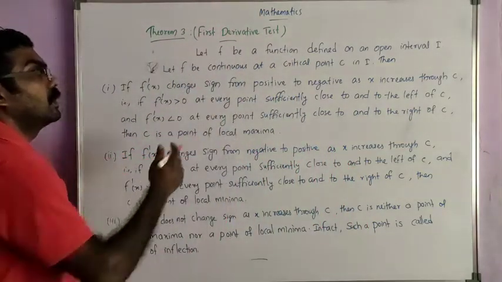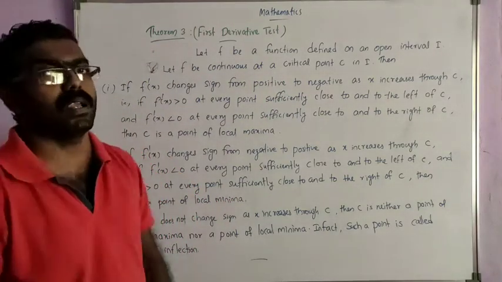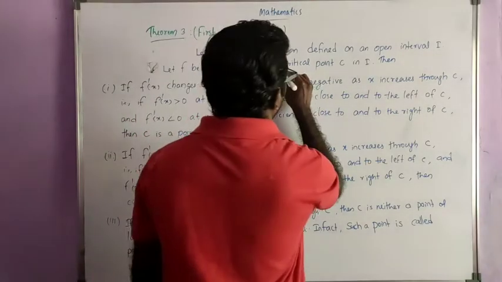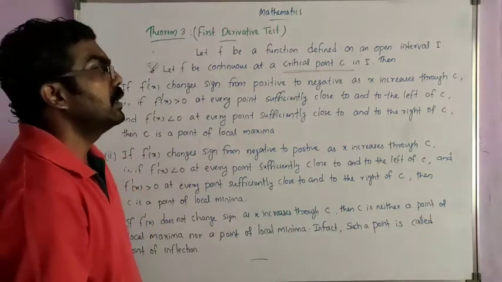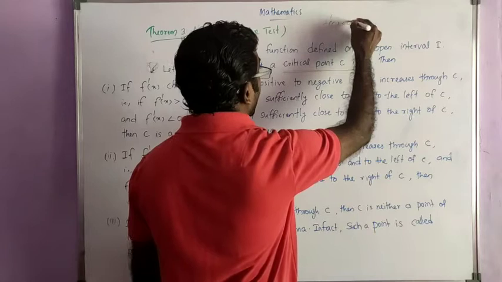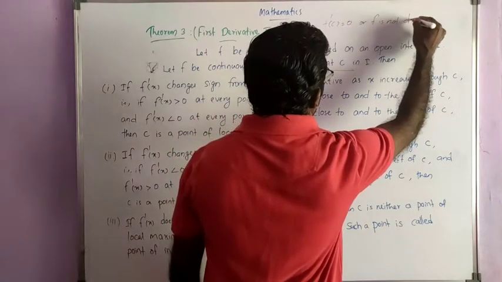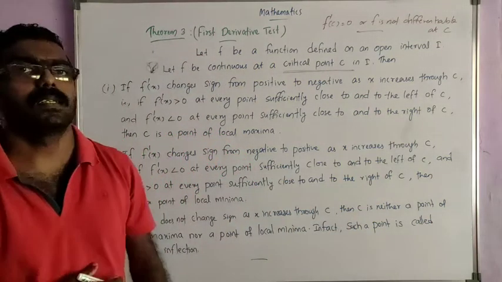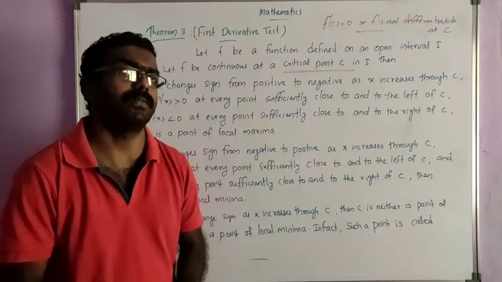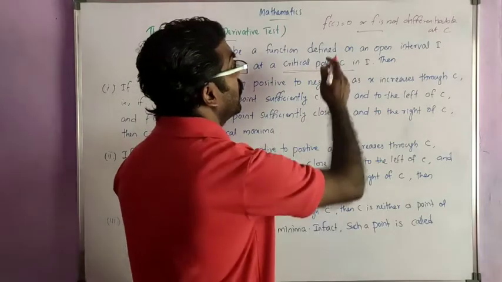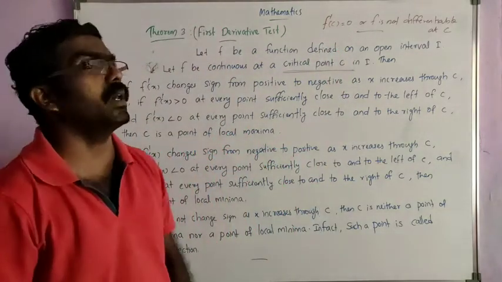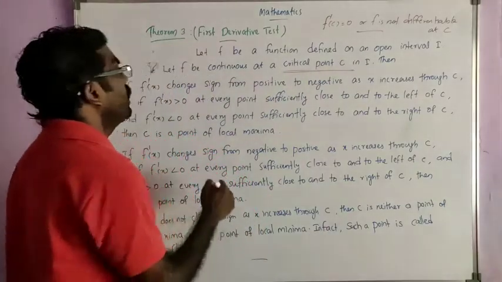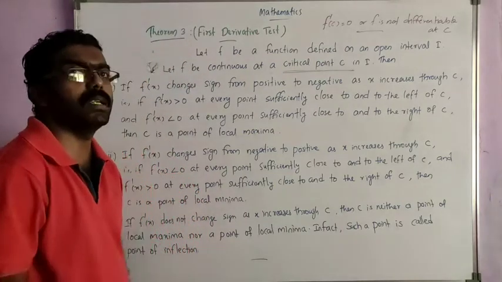First derivative test. Let f be a function defined on an open interval I, and let f be continuous at a critical point C. By critical point we mean either f dash of C is equal to 0 or f is not differentiable at x equal to C. A point C in the domain of the function f is said to be a critical point if either f dash of C is equal to 0 or f is not differentiable at C. So here f is a function defined on an open interval I, and f is continuous at a critical point C in the interval I.